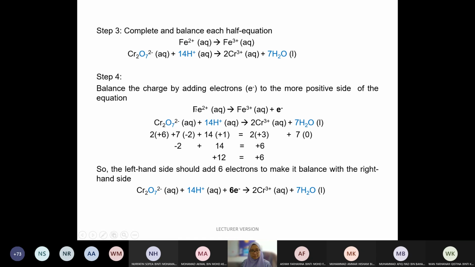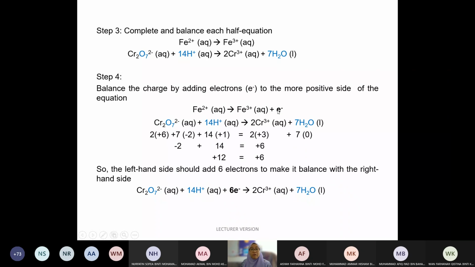Where was it earlier? Okay, this one. Okay, so +12 and +6. So as you can see, this is not balanced. So to balance it, you have to add electrons on the side that has more oxidation number, on the left hand side. After all, this is reduction. They have to accept the electrons. So we have to add 6 electrons. Okay, so +12 plus -6, we will get +6. And at the end, it is the same on both sides. Okay, alright, so we have 6 electrons here.